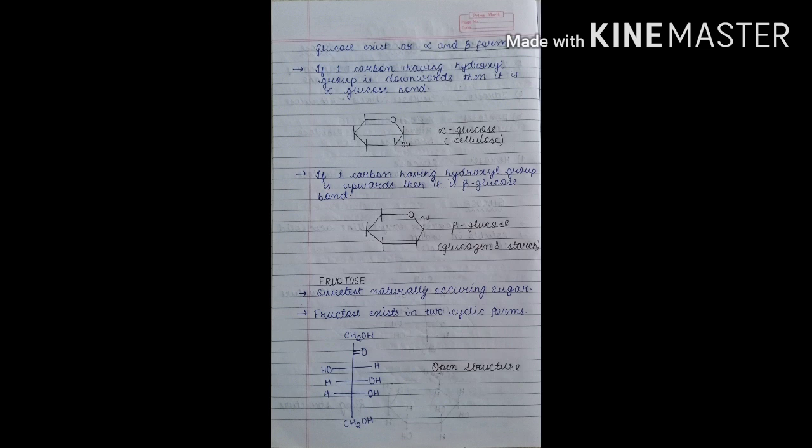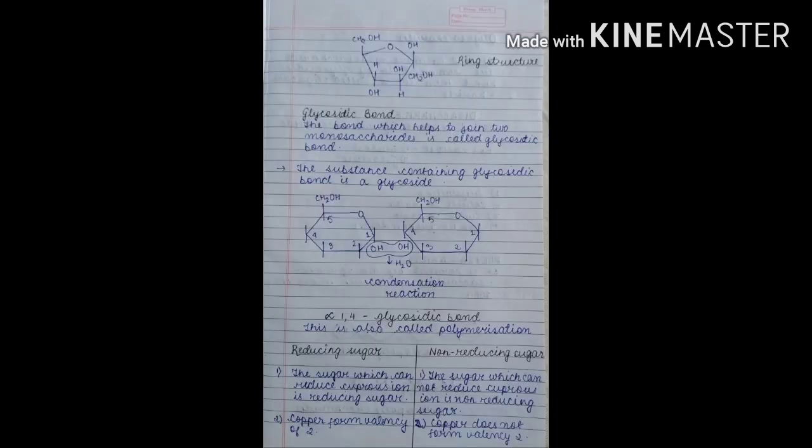Now, what is fructose? Fructose is the sweetest naturally occurring sugar, which exists in two cyclic forms. The structure of fructose is also as follows. Now, let us learn about the glycosidic bond. Now, what is a glycosidic bond? The bond which helps to join two monosaccharides is a glycosidic bond. The substance which contains a glycosidic bond is a glycoside.